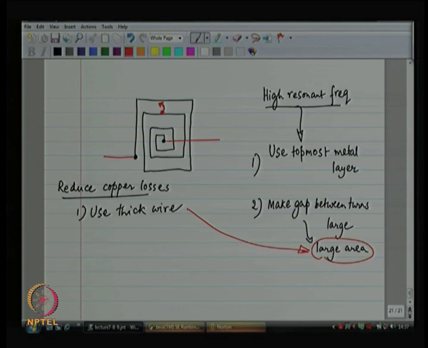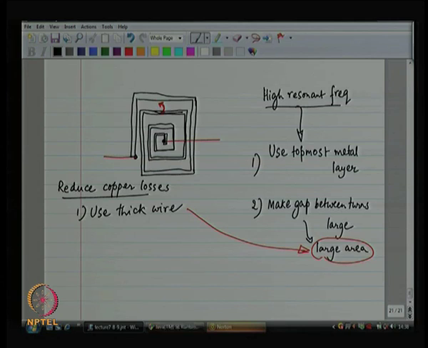Okay. What does that result in? That results in the same thing, large area, because now I have made the gap also large and the wires themselves are also thick. As a result, the area covered by the inductor also becomes large. Okay.